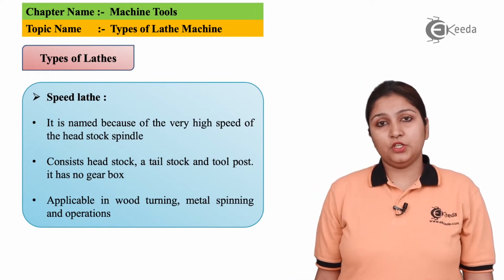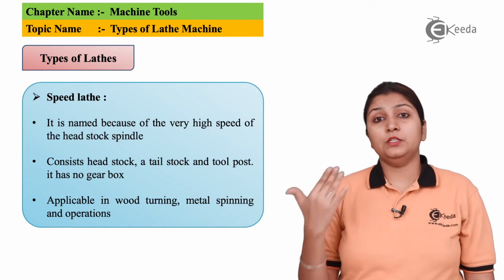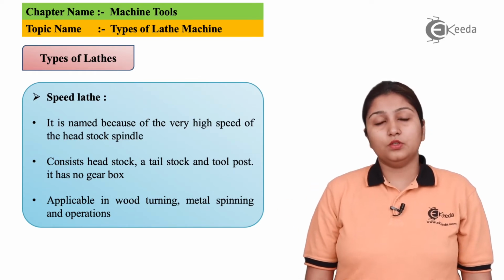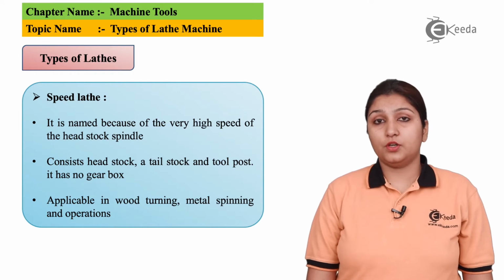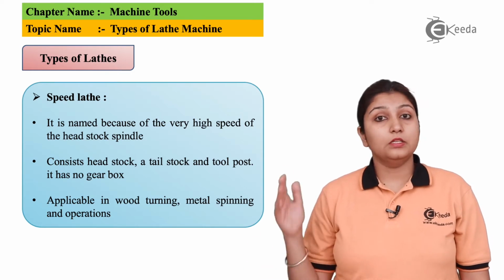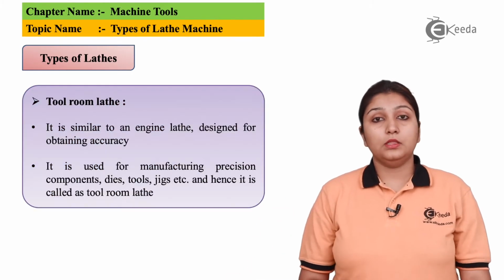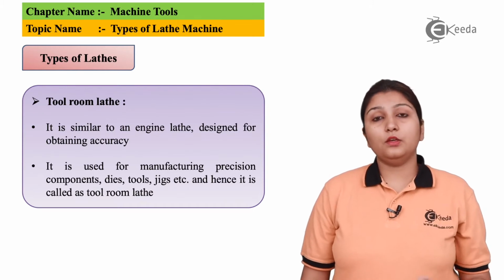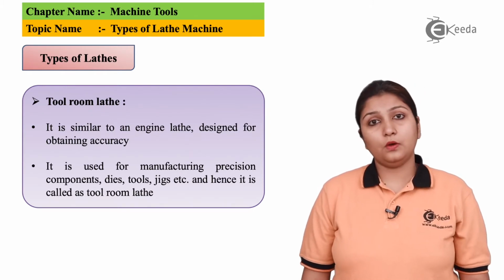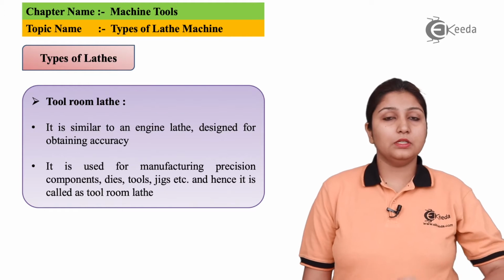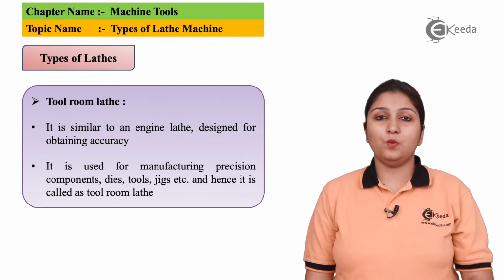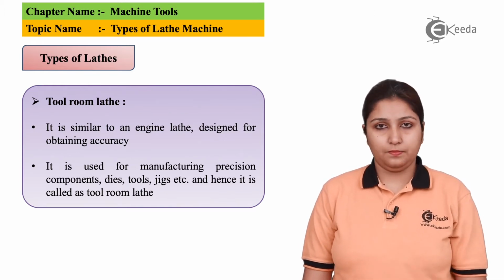So in speed lathe machine, as the name is speed, high speed cutting can be obtained. So this is mainly used for getting high finished products. So in speed lathe, speed is a matter of concern. Then in tool room lathe, accuracy is a matter of concern. Like accurate products can be made. So this is the basic difference between speed as well as tool room lathe machine.